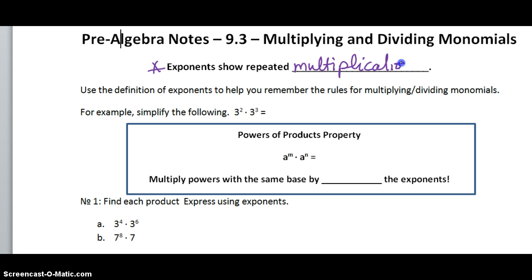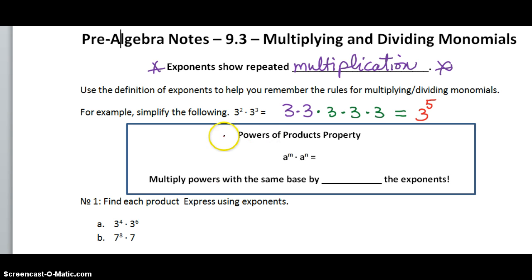So that's how many times a number is going to be multiplied times itself. Repeated multiplication. So we're going to use the definition of exponents to help us remember the rules for multiplying or dividing monomials. For example, 3 squared times 3 to the third. Well, 3 squared means 3 is multiplied times itself twice, times 3 times itself 3 times. You'll see here that 3 squared times 3 to the third, we really end up with 3 multiplied times itself 1, 2, 3, 4, 5 times.